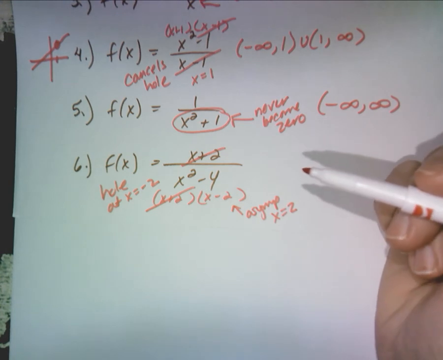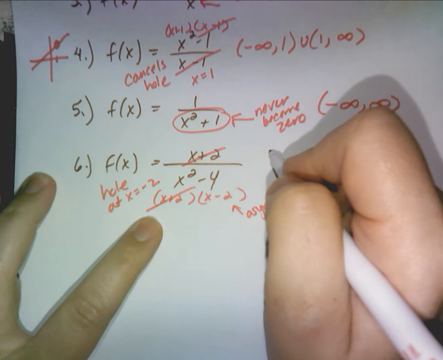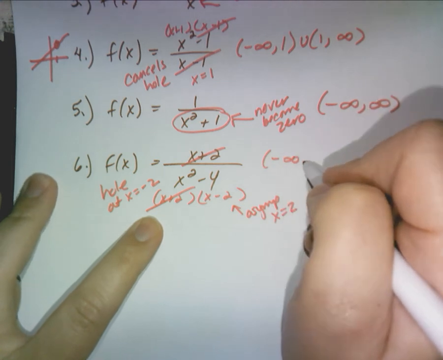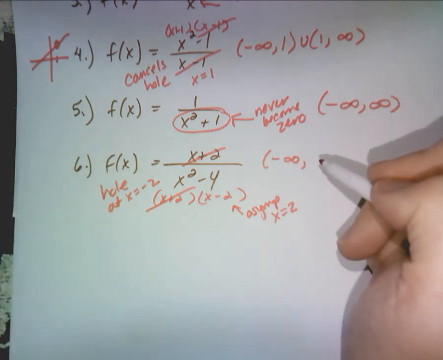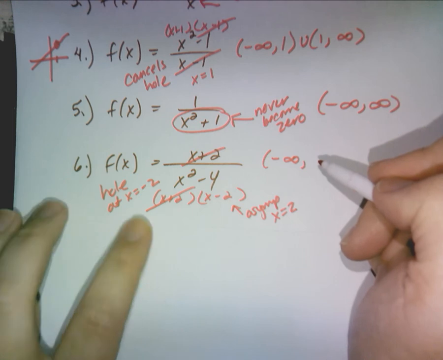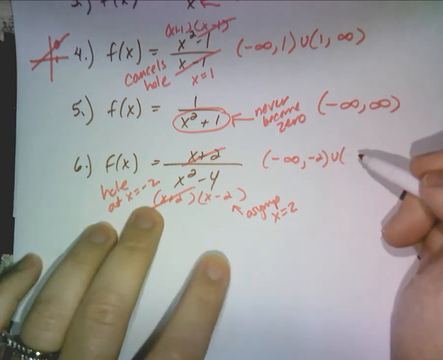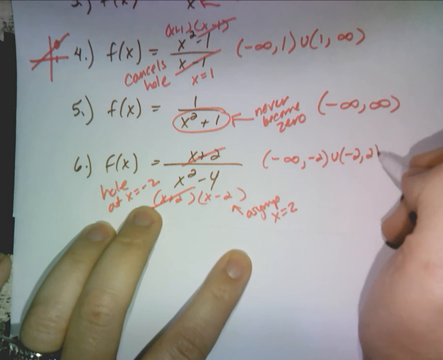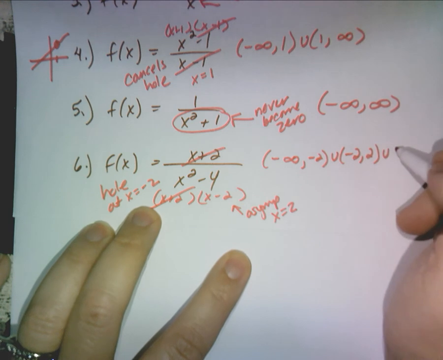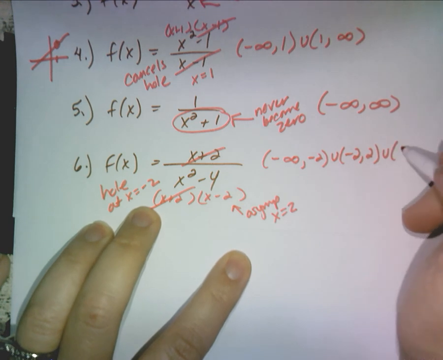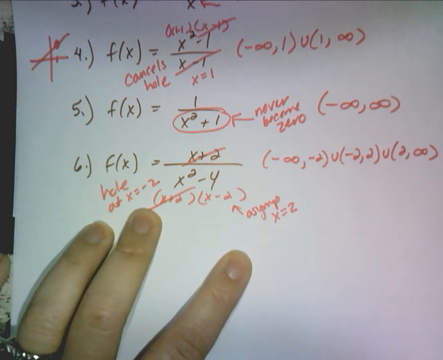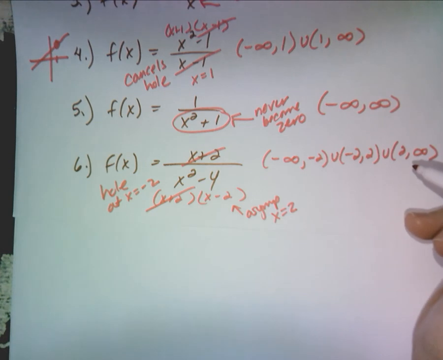So then how do I write the continuity? Well, you would say, I'm continuous from negative infinity up until the first lowest number. What's the first lowest number? -2, united with -2 to 2, united with 2 to infinity. That is the continuity in interval notation.